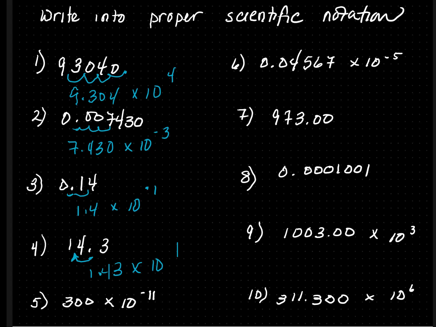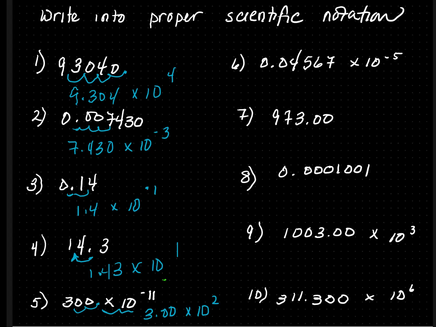On number 5, again, if you can't do this in your head, look at the first part of the number and write that into scientific notation. 300 has an unwritten decimal at the end, so we need to move this decimal to the left for proper scientific notation. This becomes 3.00 times 10 to the positive 2 because it's a large number. This is also multiplied by 10 to the negative 11th, so that means that we need to add the exponents.